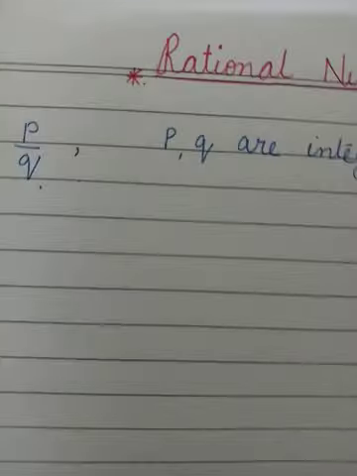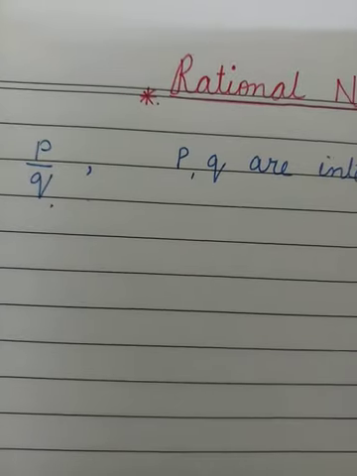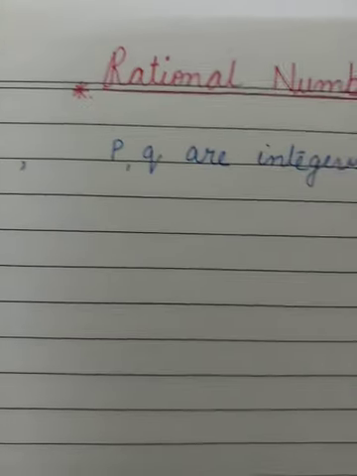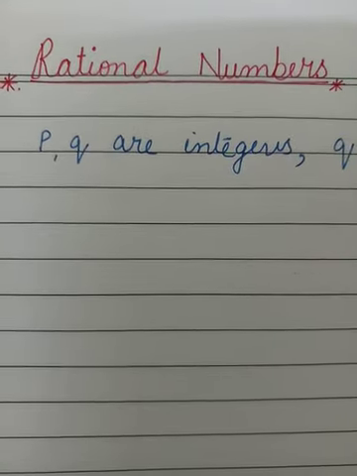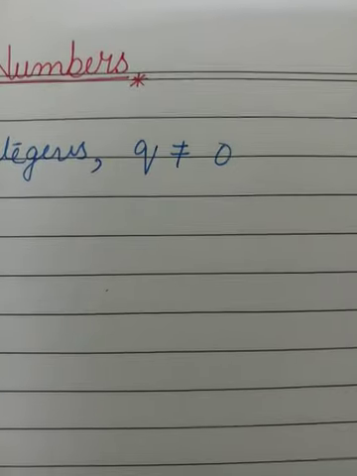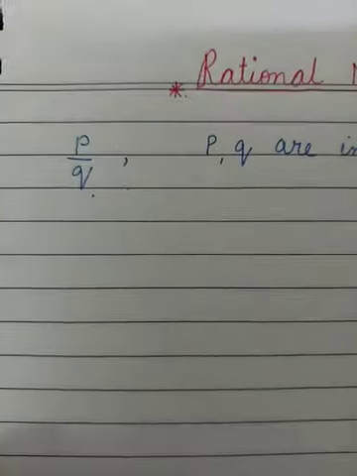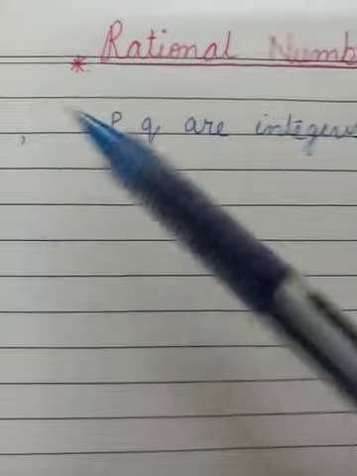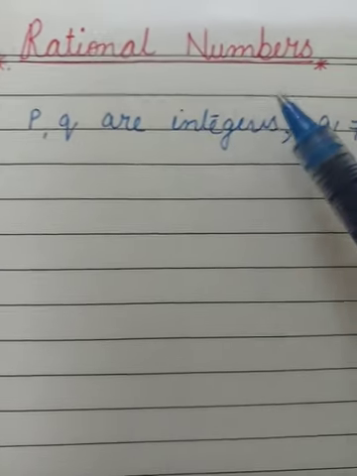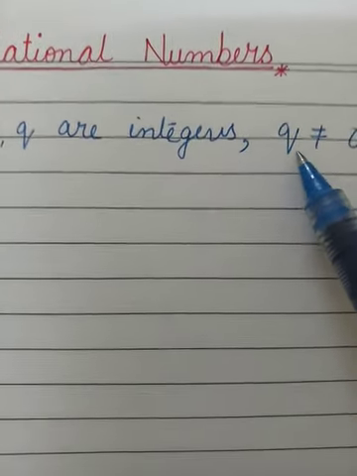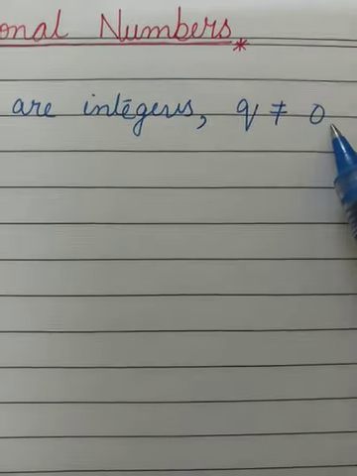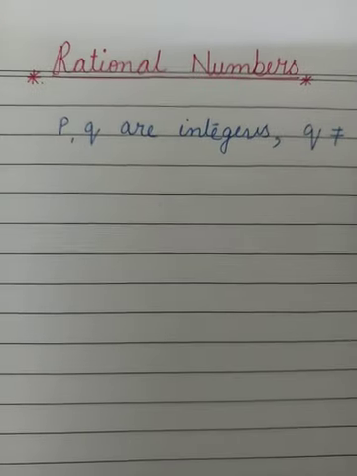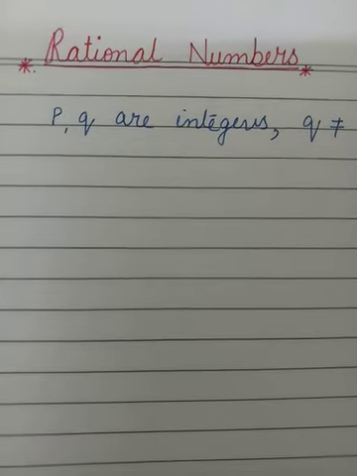Rational numbers are the numbers which are in the form of p by q, where p and q are integers and q cannot be equal to 0. That means any number given in the form of a numerator and denominator, where both numerator and denominator are integers and the denominator cannot be equal to 0, is called a rational number.